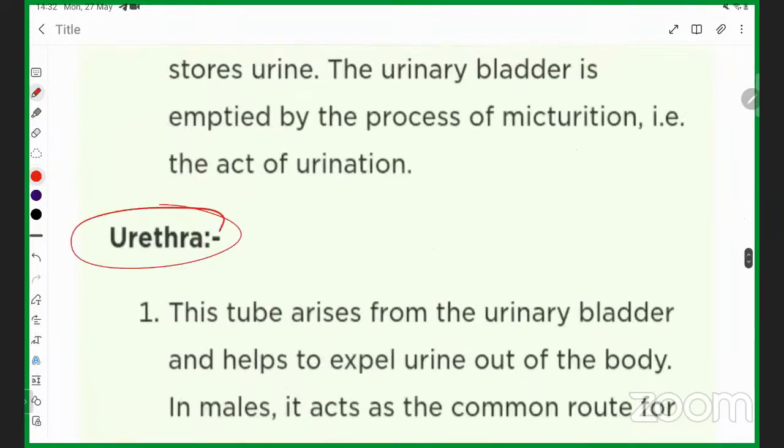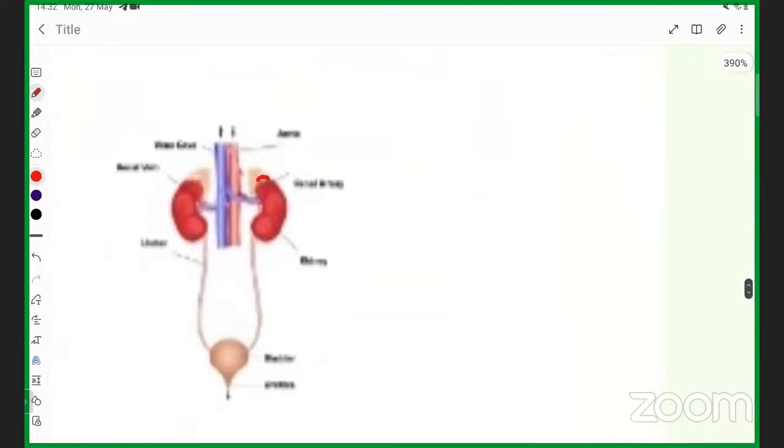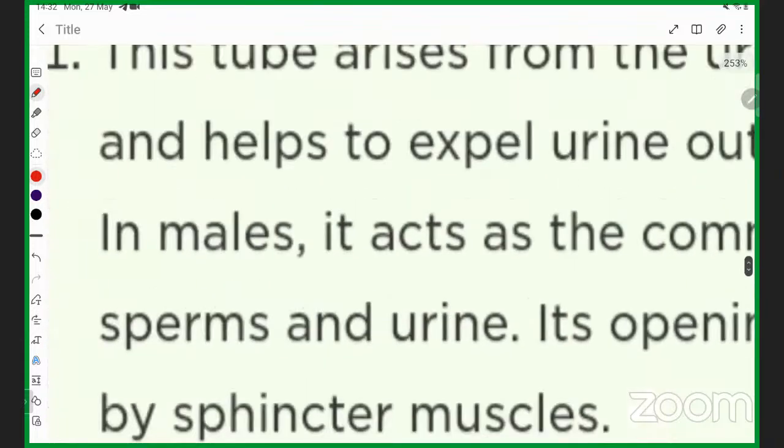Now see the diagram. Here, this is the kidney. And what is this? This is the ureter, student. This is the urinary bladder and this one is the urethra. So these tubes you are seeing are what is called the ureter, student.